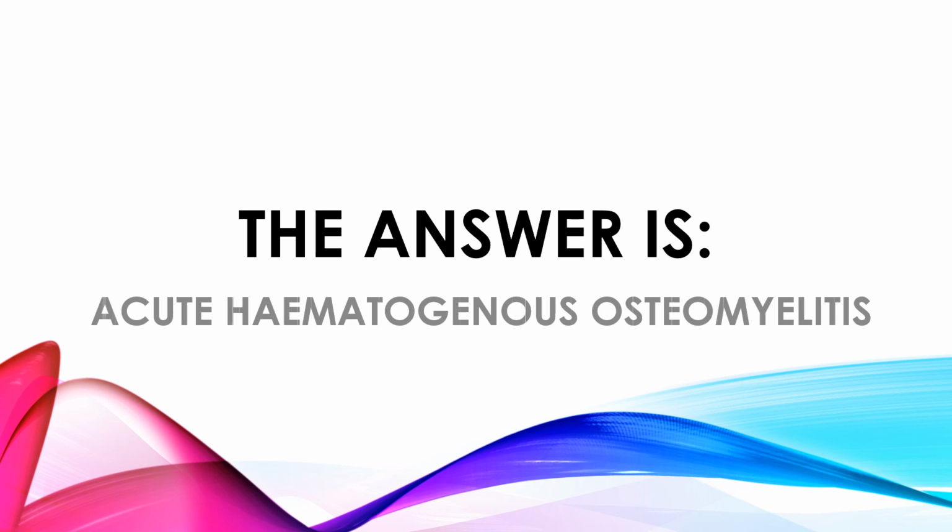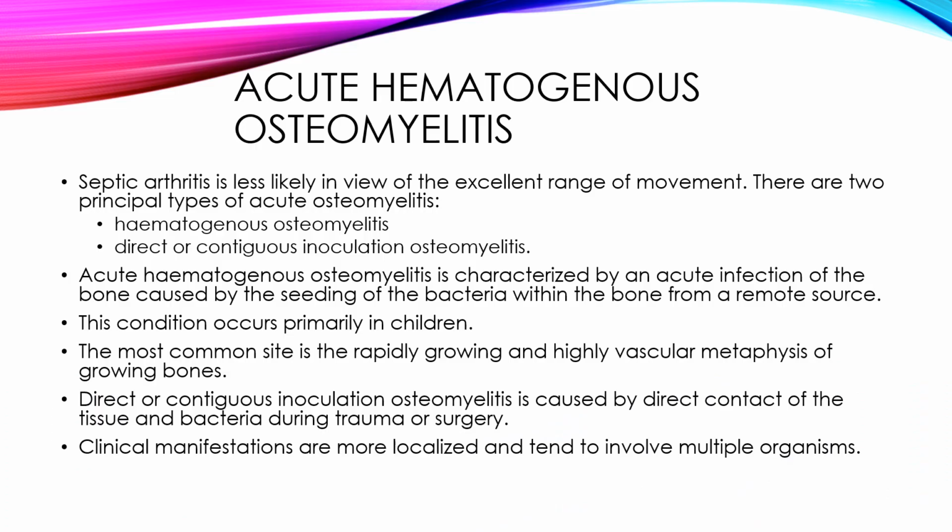acute hematogenous osteomyelitis. Septic arthritis is less likely in view of excellent range of motion. There are two principal types of acute osteomyelitis: hematogenous osteomyelitis and direct or contiguous inoculation osteomyelitis. Acute hematogenous osteomyelitis is characterized by an acute infection of the bone caused by the seeding of bacteria within the bone from a remote source.